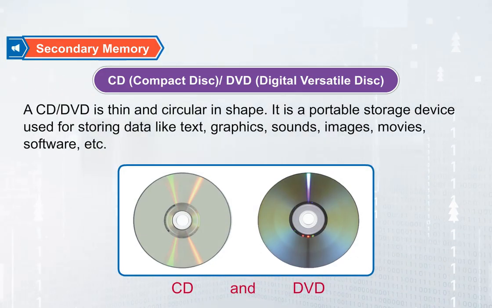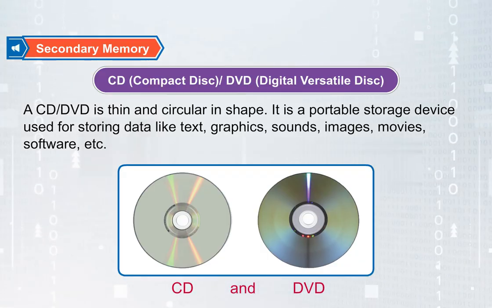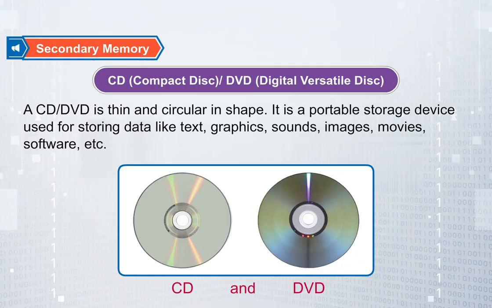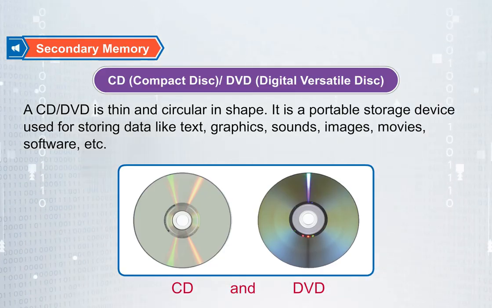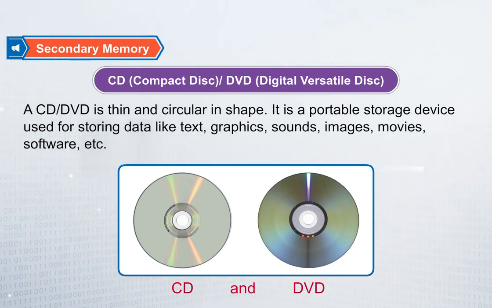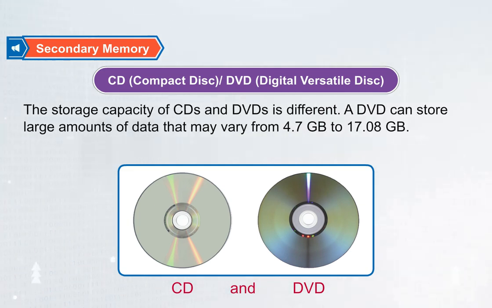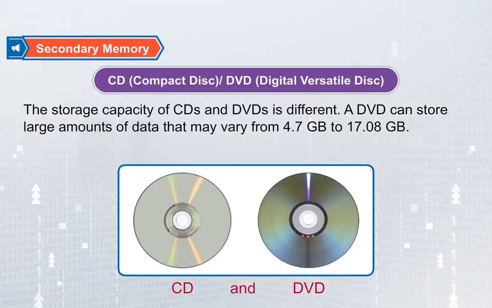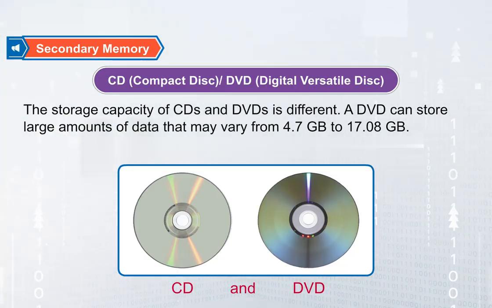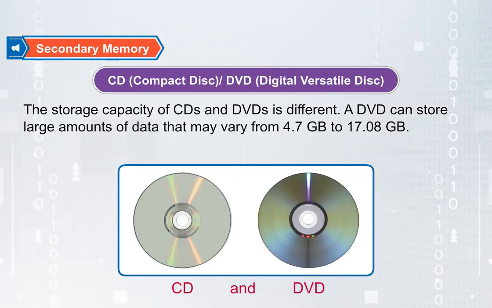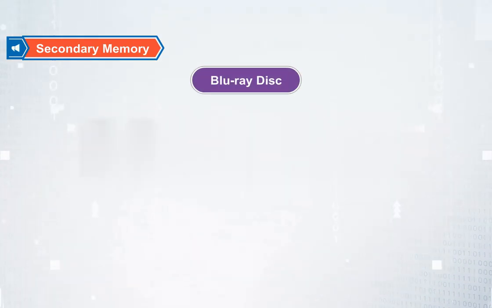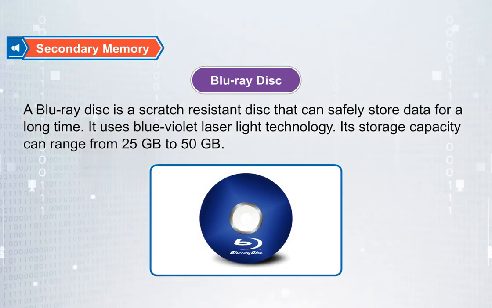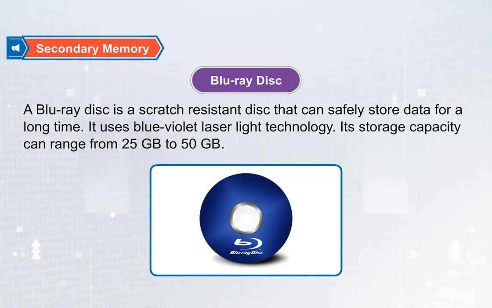CD, compact disc, or DVD, digital versatile disc. A CD or DVD is thin and circular in shape. It is a portable storage device used for storing data like text, graphics, sounds, images, movies, software, etc. The storage capacity of CDs and DVDs is different. A DVD can store large amounts of data that may vary from 4.7 GB to 17.08 GB.